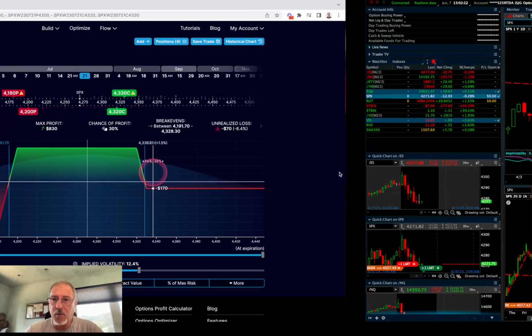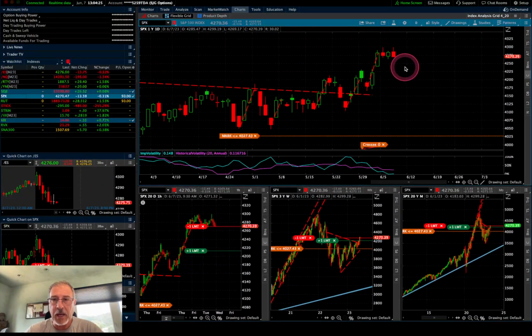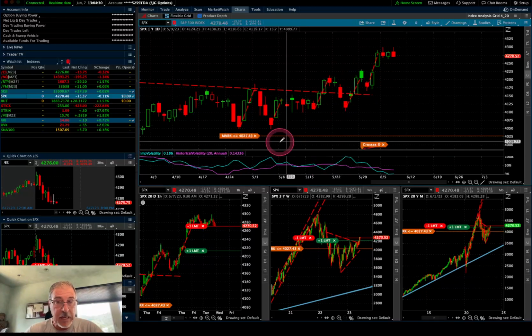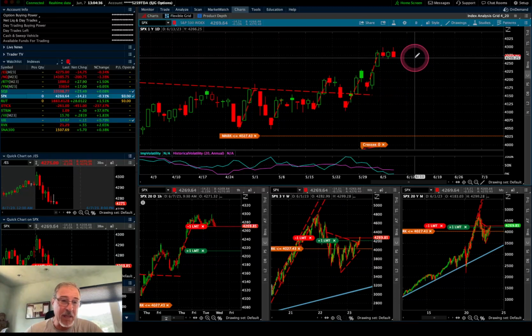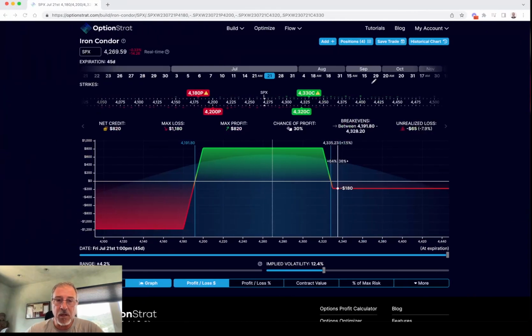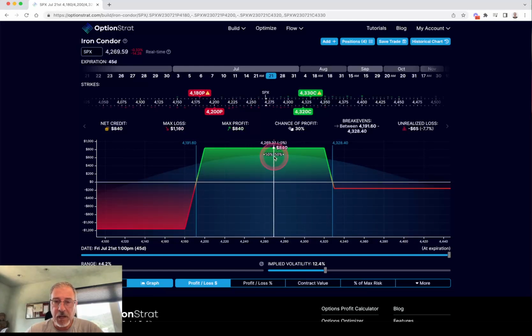Well, the reason I'm doing this type of condor is if we come back and take a look, we can see that our market is in an uptrend. It has been moving up. And so I really want to take on a little less risk on the upside of this trade. But you'll also notice here's where we're trading right now. I'm leaving a little more downside space in this to allow it to move down into the 4,200 range. So let's take a look.